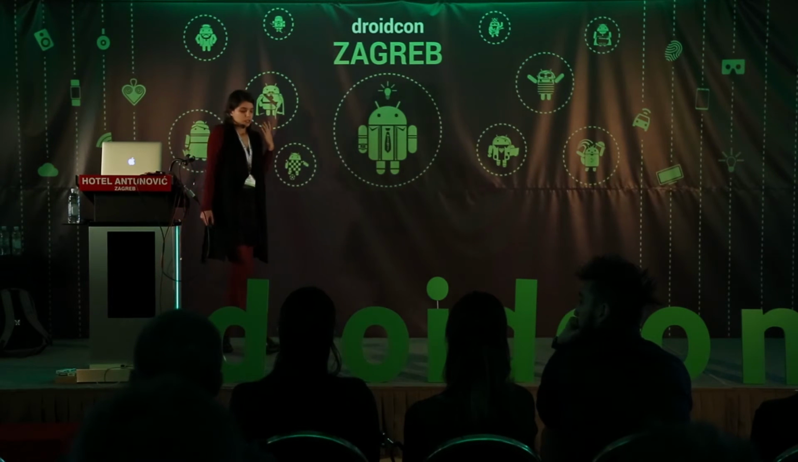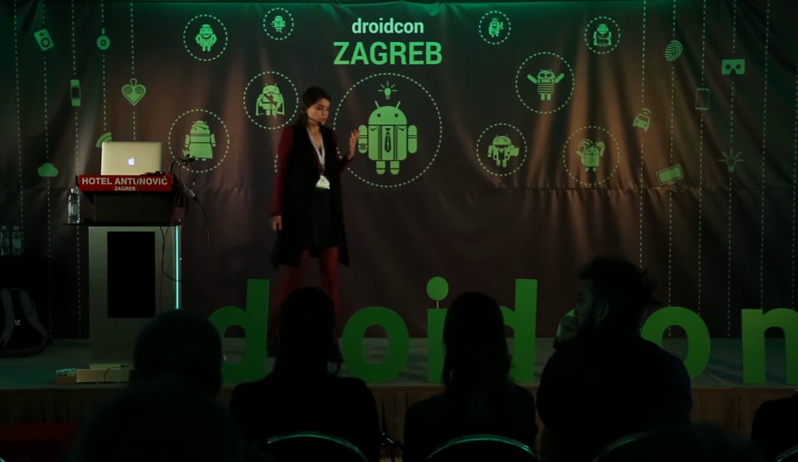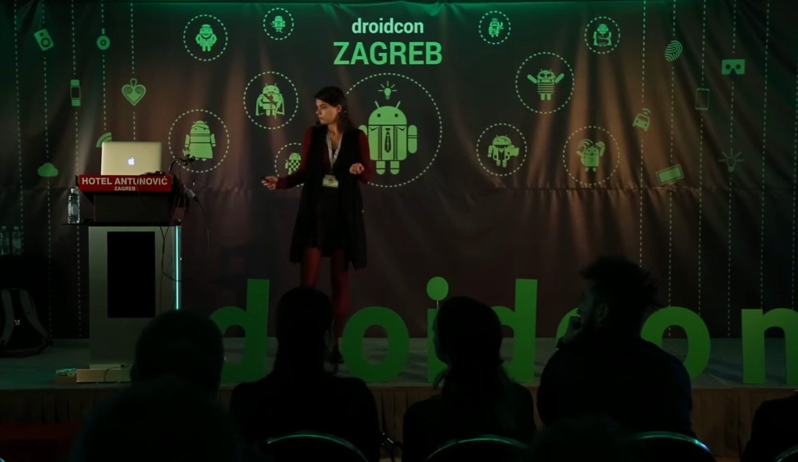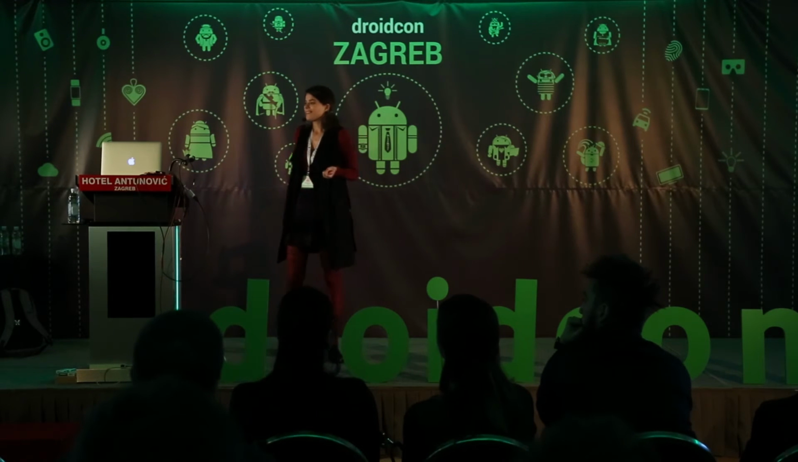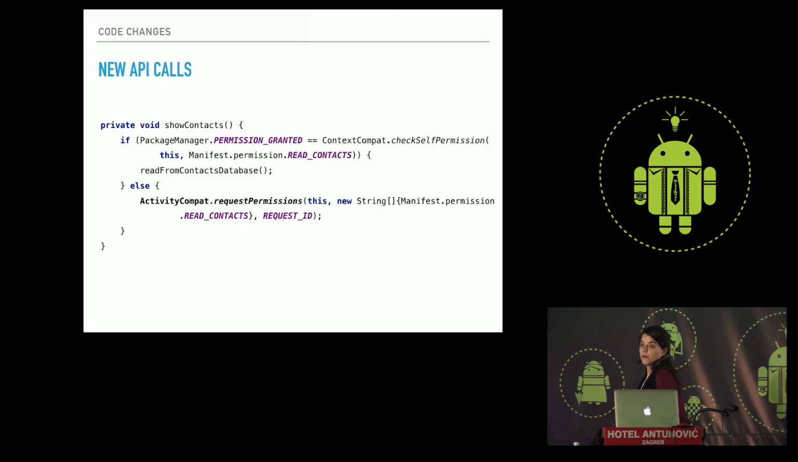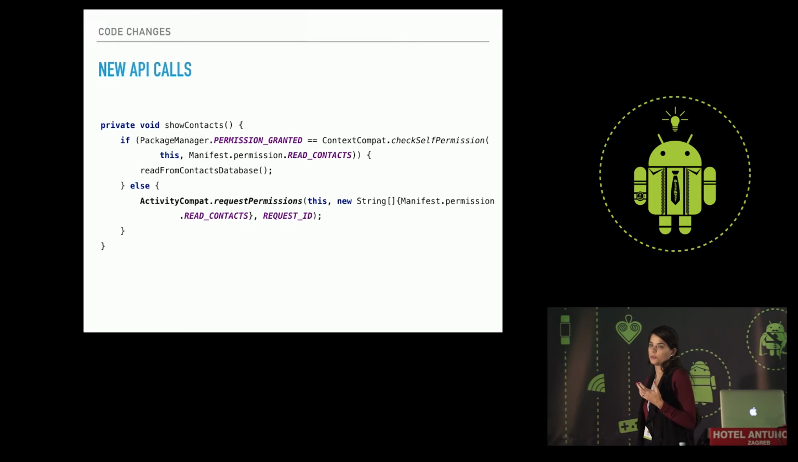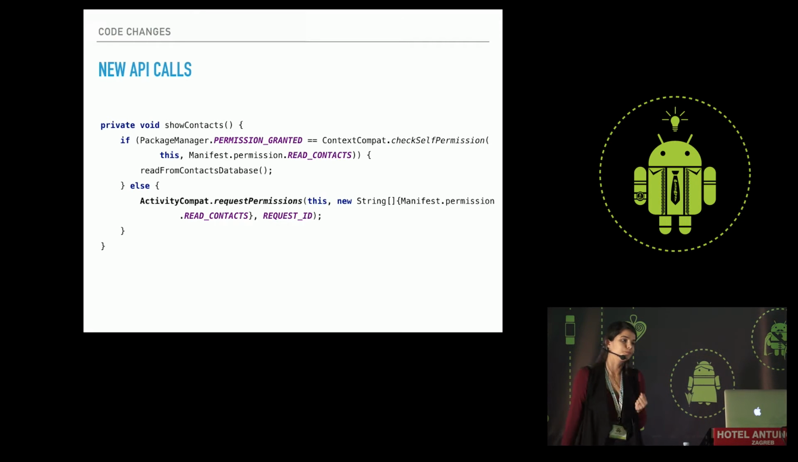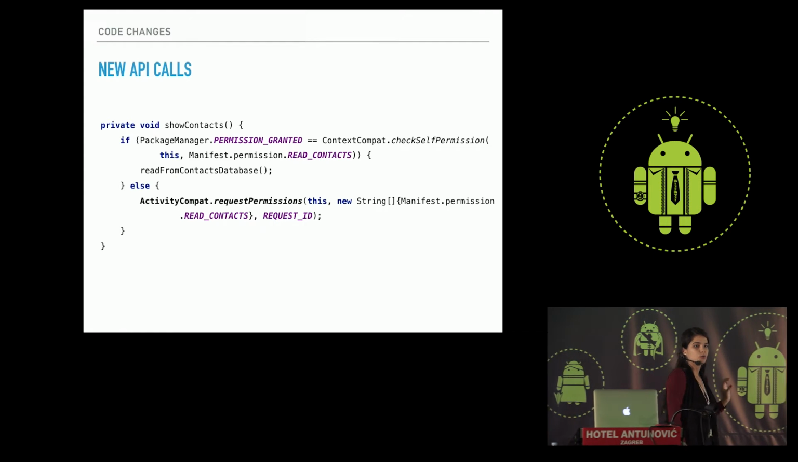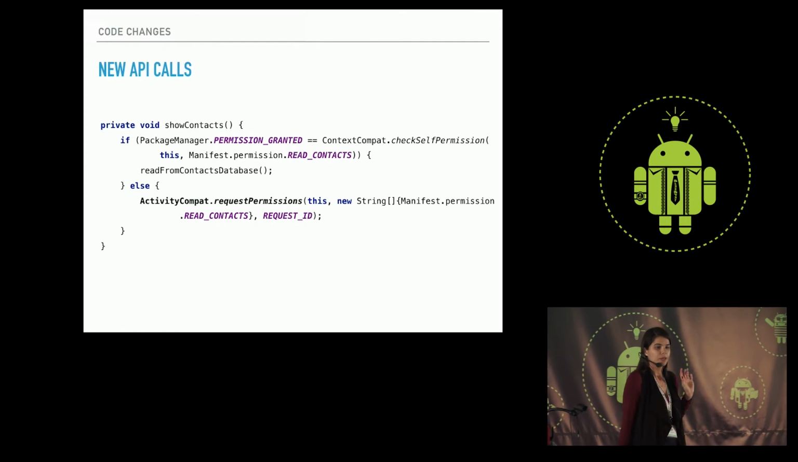If this permission is granted, you can continue and go and read from contact database. If not, you need to request the permission. There's also a new API for that. You need to supply an array of permissions and an ID, which will be later on used in callback. So from one line of code, we went to like 7 of them.